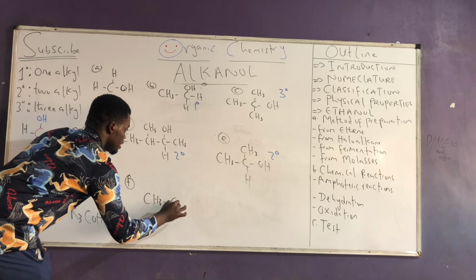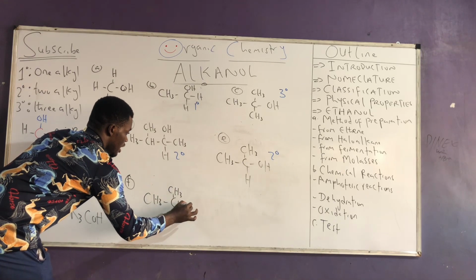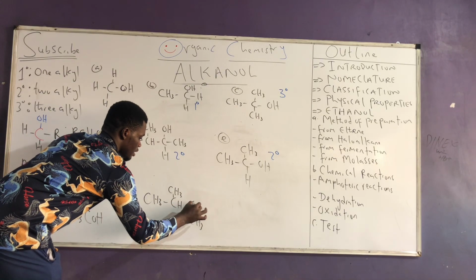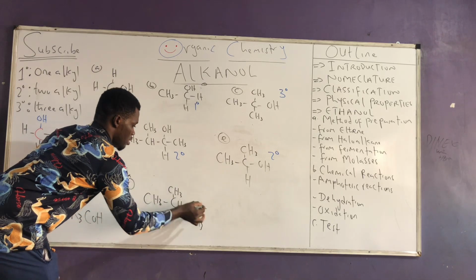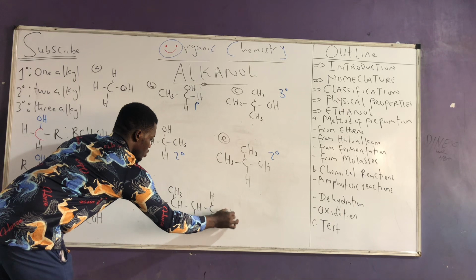I can have C. This is CH3. This is CH. I can have C. This is CH3. This is CH. I can have, let's say, C. This is H. This is H. And this is OH, for instance.